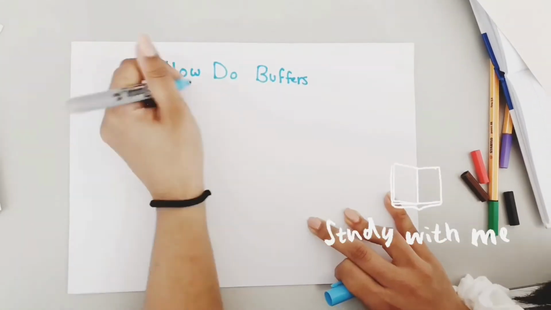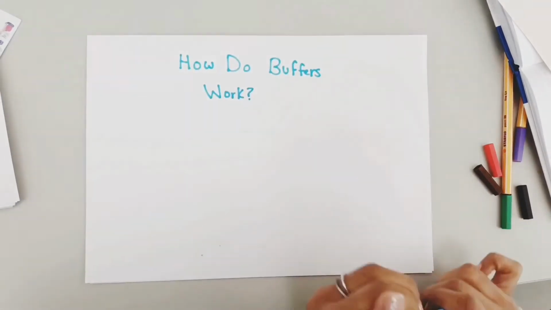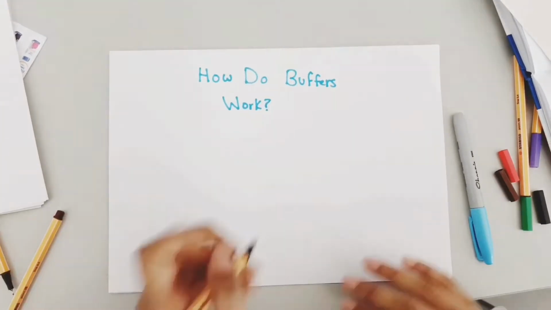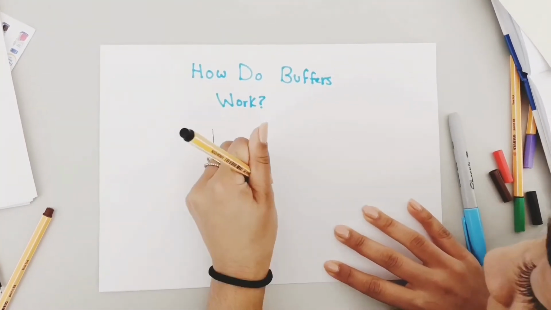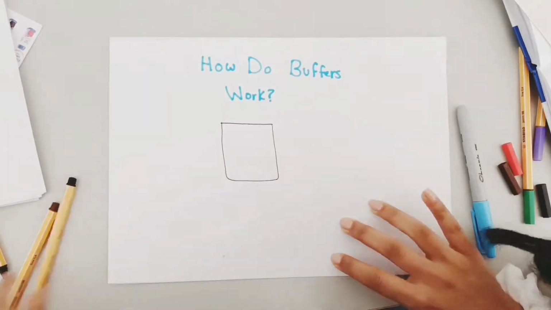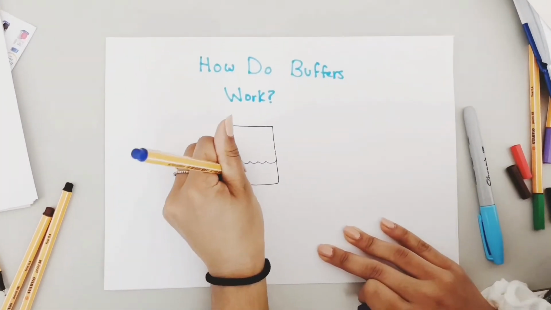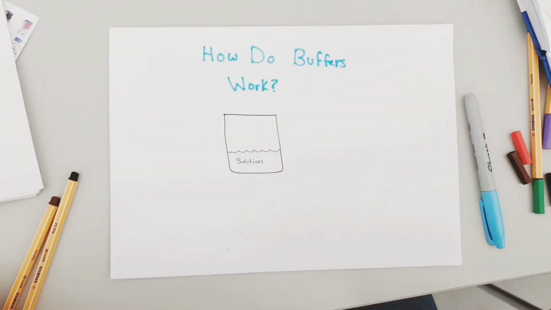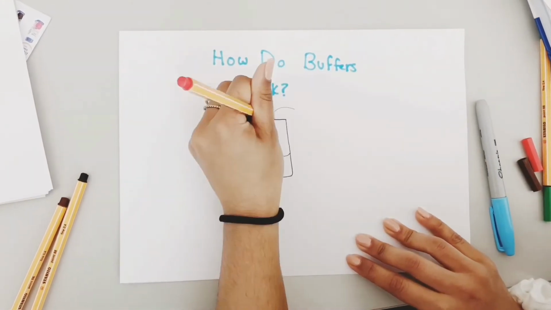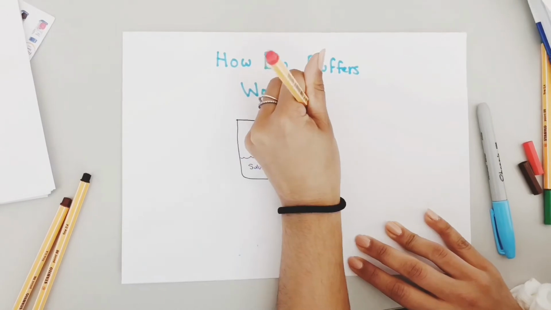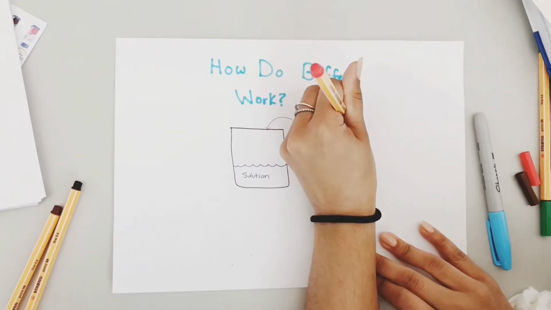How do buffers work? Well, they resist pH changes, and if you add an acid or a basic component to a solution, it keeps a stable pH. So, for example, a pH of 7.4. Buffers also contain a conjugate base and a conjugate acid, which then neutralize.